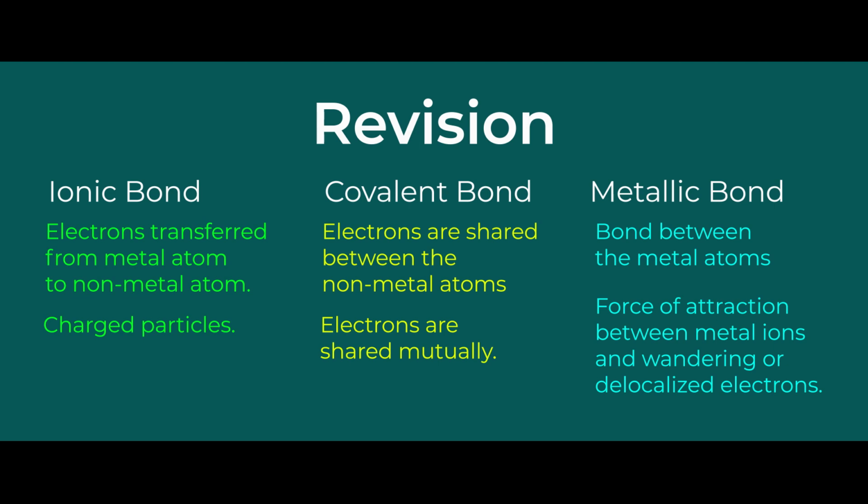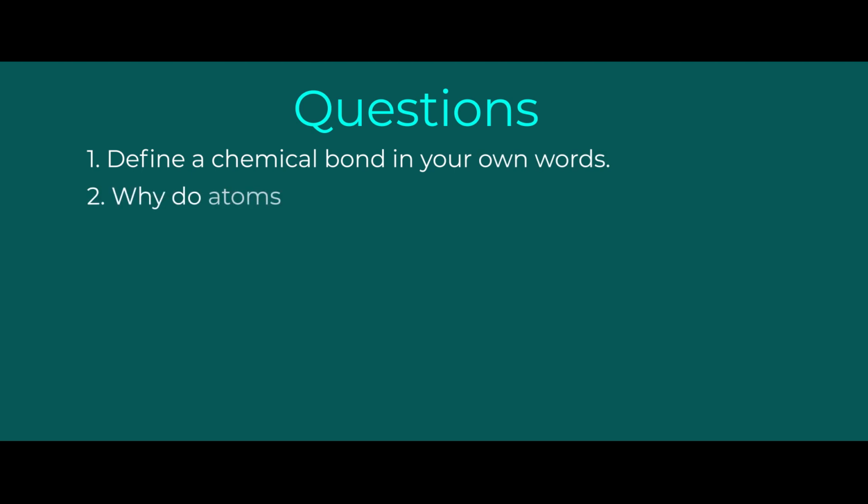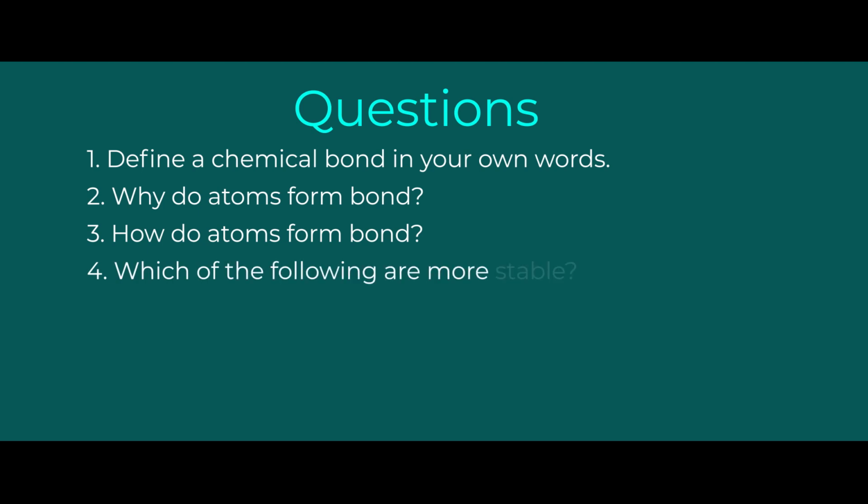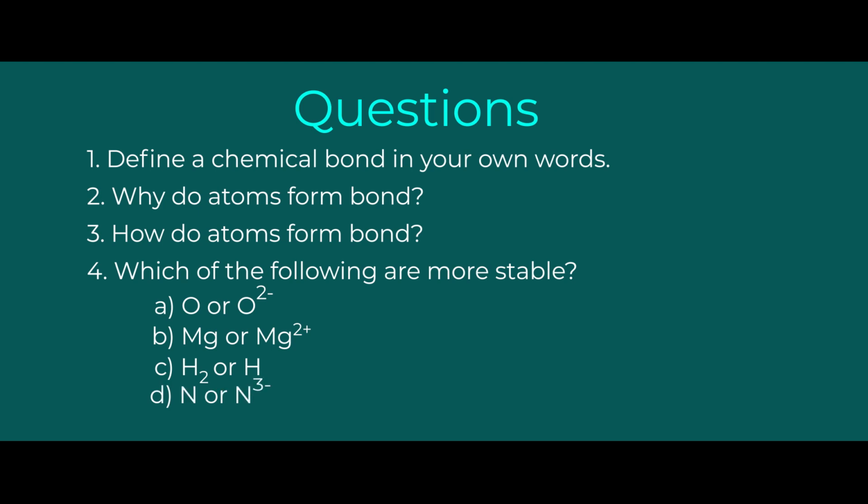And with this, I would like to give you all some questions. You need to write down the answers for these questions. The first question is, define a chemical bond in your own words. Question number 2 is, why do atoms form bonds? Question number 3, how do atoms form bonds? And question number 4, which of the following are more stable? A: oxygen atom or oxide ion, magnesium atom or magnesium ion, hydrogen molecule or hydrogen atom, nitrogen atom or nitride ion, sodium atom or neon atom. So these are the questions.